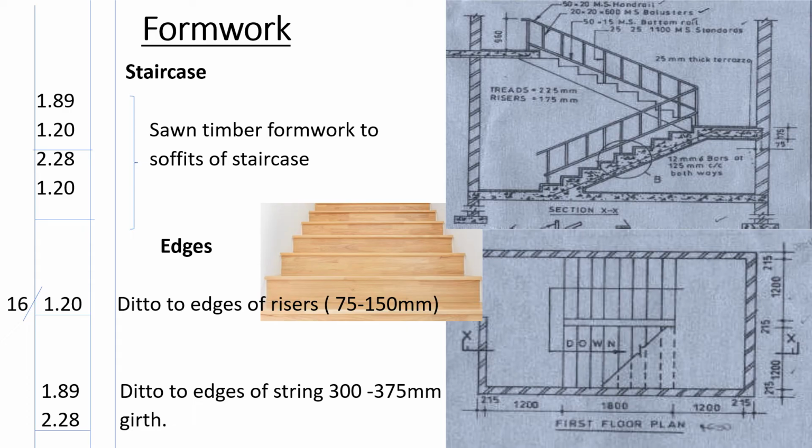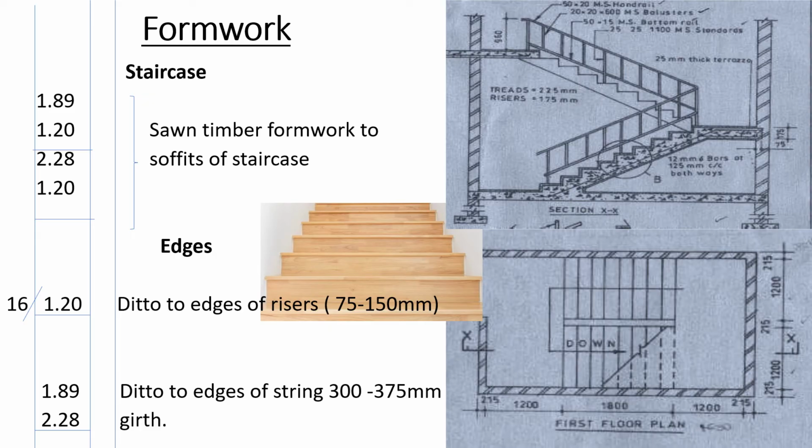Now let's go to the edges. The edges is this formwork that is going to hold the concrete for the riser. So in every riser we have a formwork which is equivalent to the width of the staircase, that is 1.2. So how many risers do we have? We have 1, 2, 3, 4, 5, 6, 7, 8, and then we also have the other one at 8. So 1.20 multiplied by 8 by 2, that is 16. And then we say ditto to the edges of risers, that is 75 to 150 millimeters. Now let's get to the string.